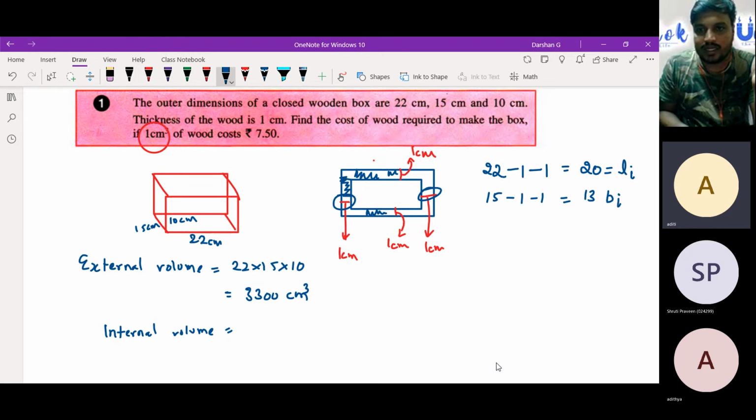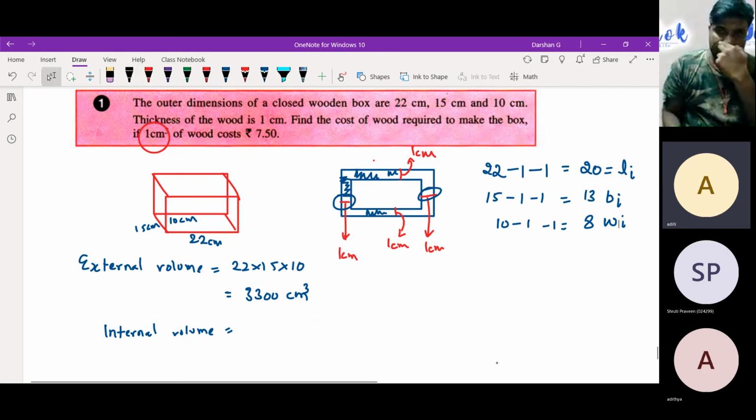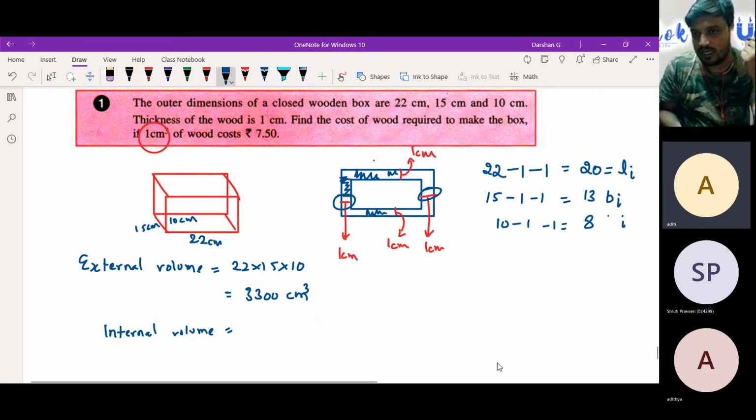So next one is what? 10. 10 minus 1, answer is 8. That is the height of the inner volume. Sorry, very sorry, height of the inner volume. So now calculate the volume of the inner part. So it will be 20 times 13 times 8. So this would come up to how much? Anybody who got the answer?